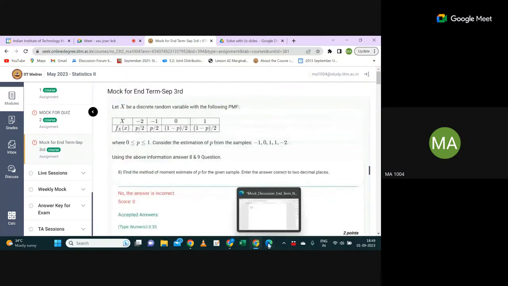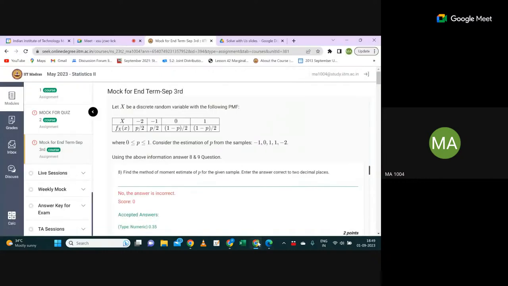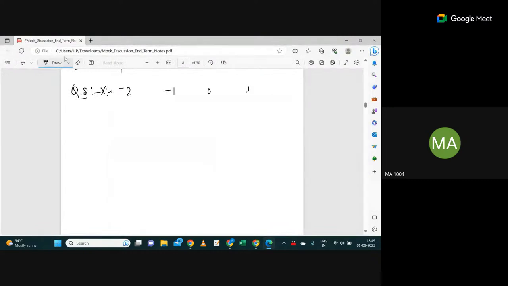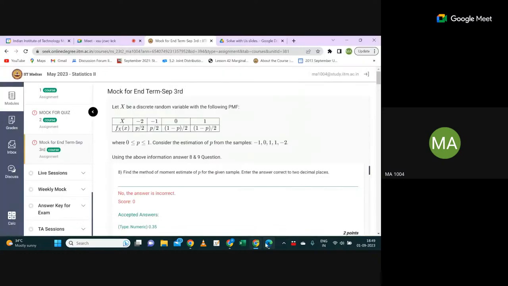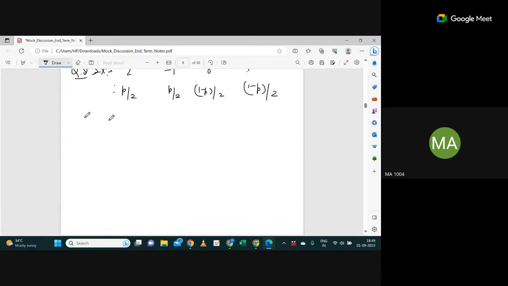So we are given the information: -2, -1, 0, 1. This is the x, only till 1. Okay. What are the probabilities? It's p by 2, p by 2, and 1 minus p by 2, and another is 1 minus p by 2. Okay. Now, what are the samples? The samples are -1, 0, 1, 1, -2.